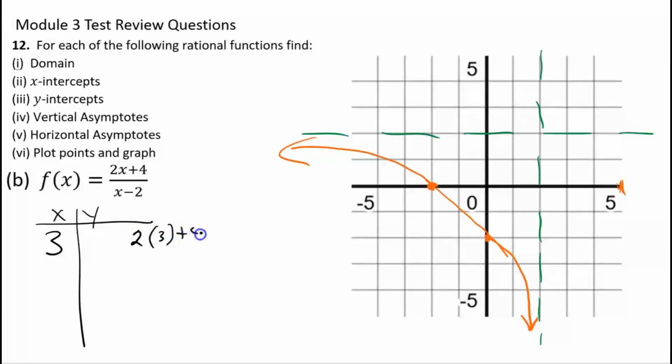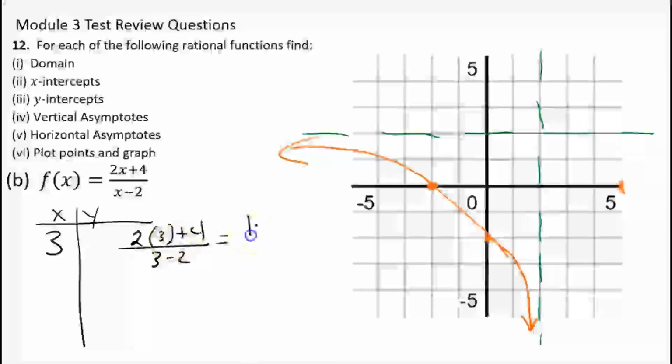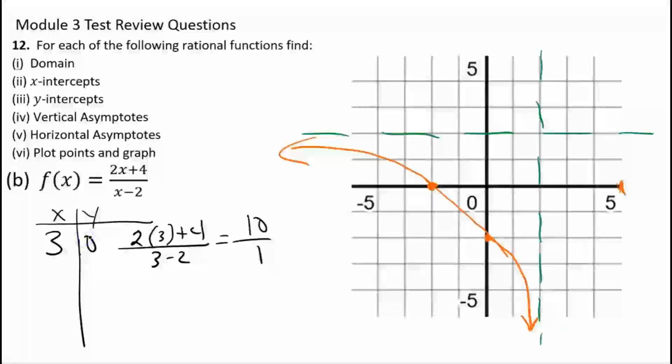Now, if this simplified, I really would rather plug it into the simplified rational function, but this one didn't simplify, nothing canceled. So 2 times 3 is 6 plus 4 is 10 over 1. Ha, we get 10 again. Too big, right? Is that okay? Oh, it's fine. So 3, 10 is way up here, but that does tell me that the graph lives up here and approaches the horizontal asymptote and approaches the vertical asymptote.